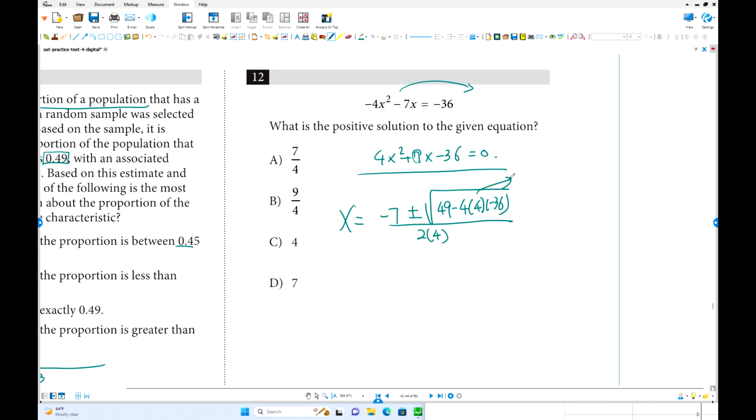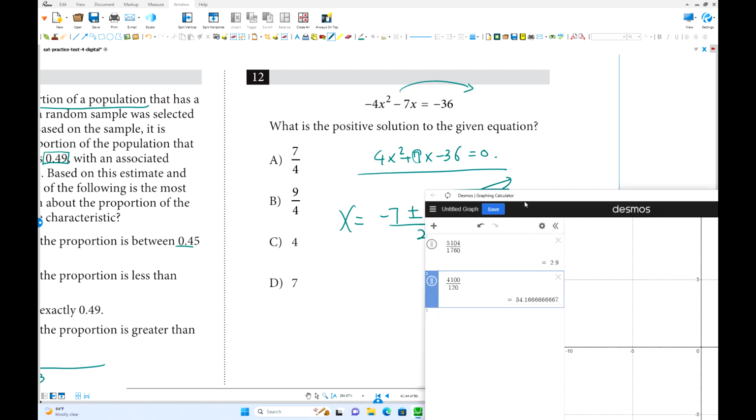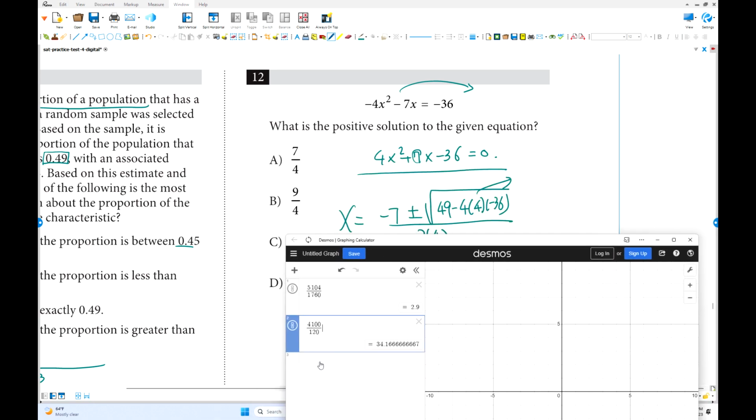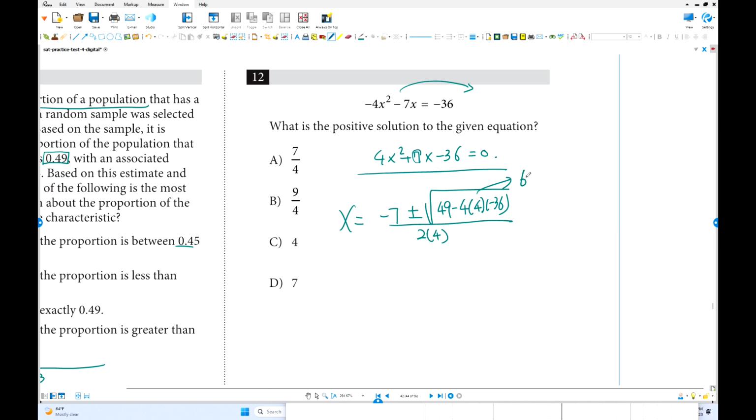Now let's find the inside of the radical, okay? What is that? I'm going to delete this one. 49 minus 4 times 4 times negative 36. Okay, how much? 625, right? Inside is 625. Square root of 625, we know that is 25, okay? So negative 7 plus minus 25 over 8.